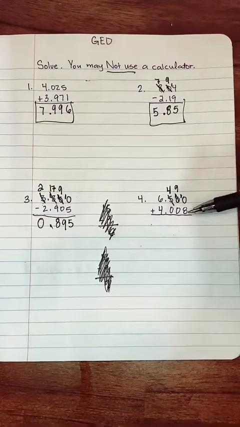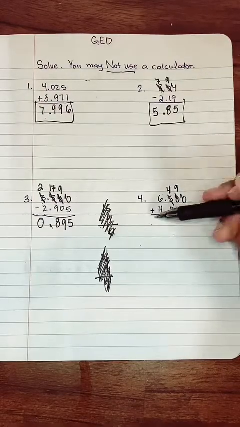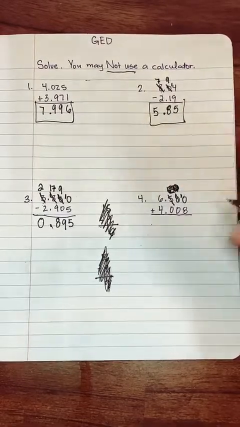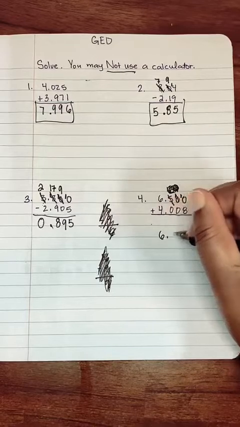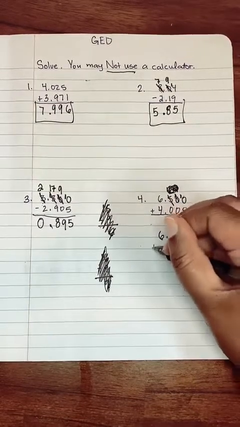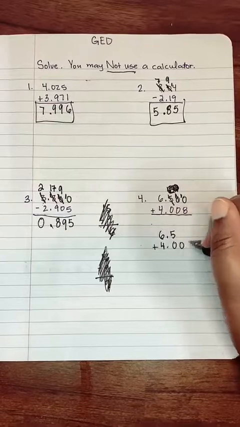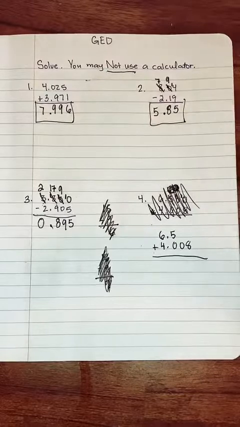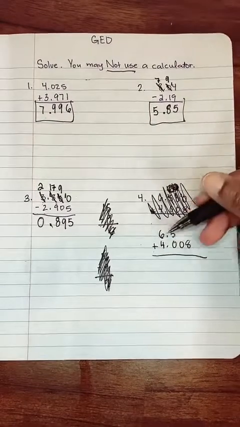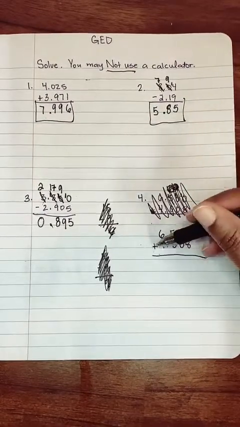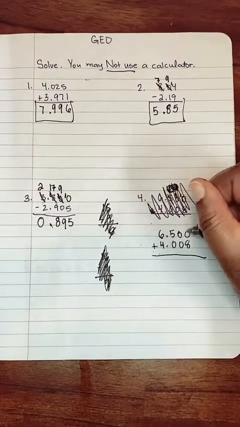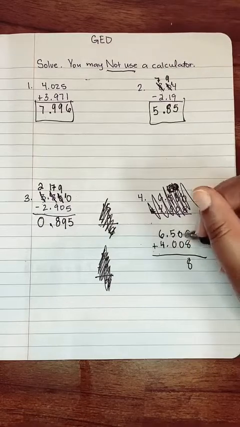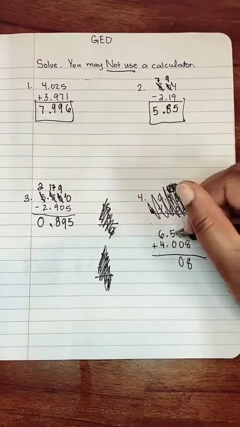Let me rewrite this. So 6.5 plus 4.008. Okay, let's rewrite it. I was thinking of subtraction. So we're going to cross that out. So this is lovely. When we have addition, we just put zeros here and then we just add now. So 0 plus 8 is 8 and 0 plus 0 is 0. 5 plus 0 is 5 and 6 plus 4 is 10. And that is our answer.